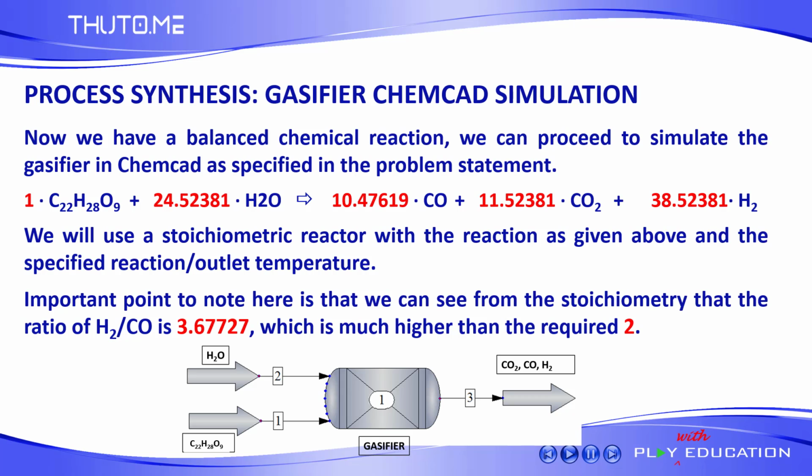Now we have a balanced chemical reaction, we can proceed to simulate the gasifier in Chemcad, as specified in the problem statement. We will use a stoichiometric reactor with the reaction, as given here, and the specified reaction temperature and pressure. It is important to note here that we can see from the stoichiometry that the ratio of H2 to CO is 3.677, which is much higher than the required value of 2 for the methanol synthesis reaction.